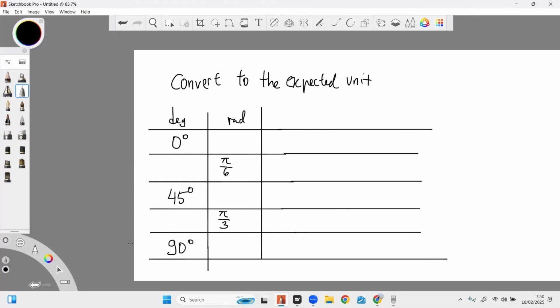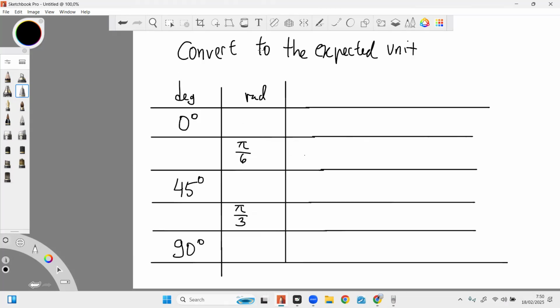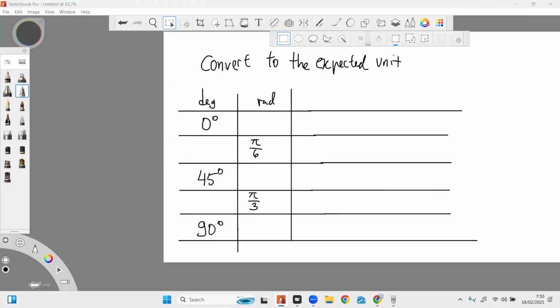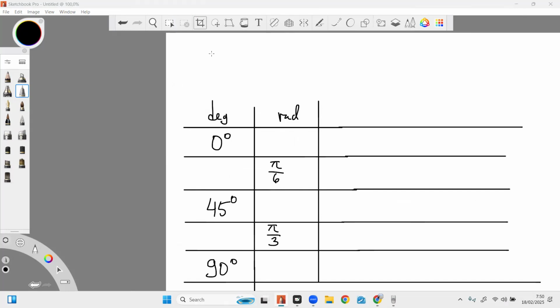Okay, so fill in the blanks, converting to the expected unit by using the rule of 180 degree equals 1 pi radian. From degree to radian, you multiply by pi over 180, while the other way around, from radian to degree, you multiply by 180 over pi.